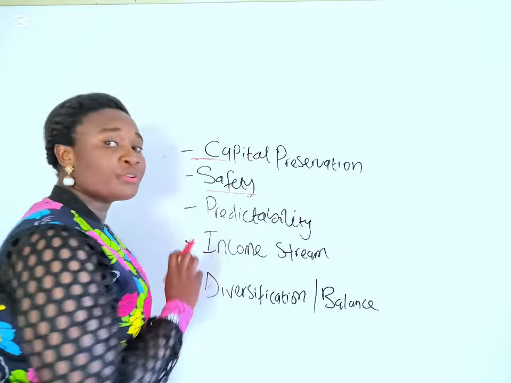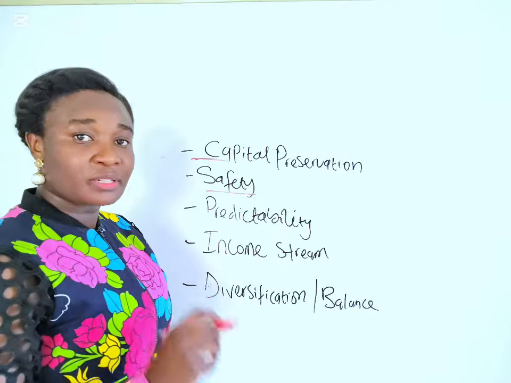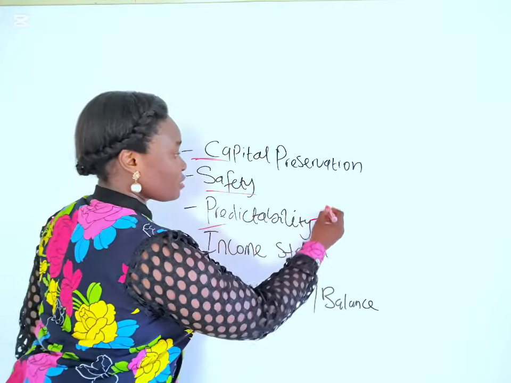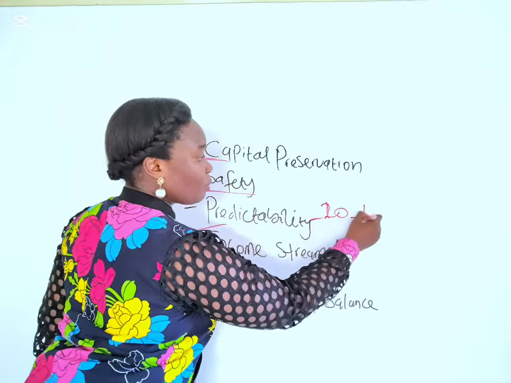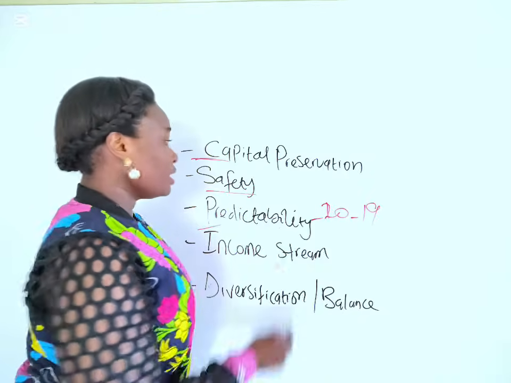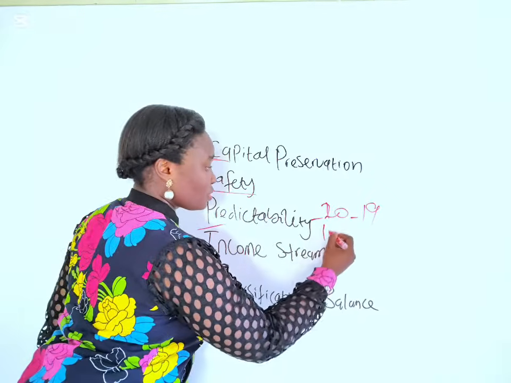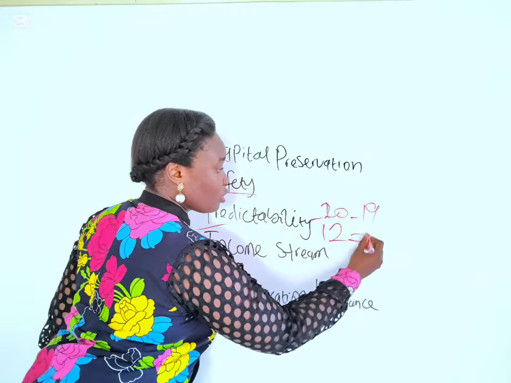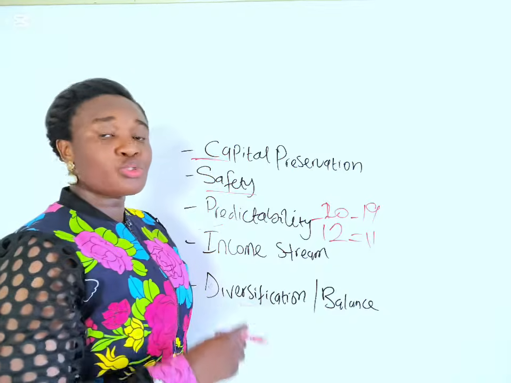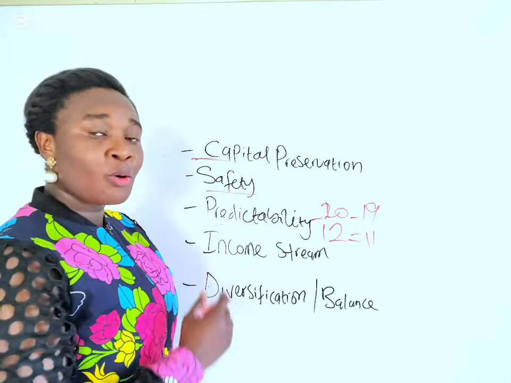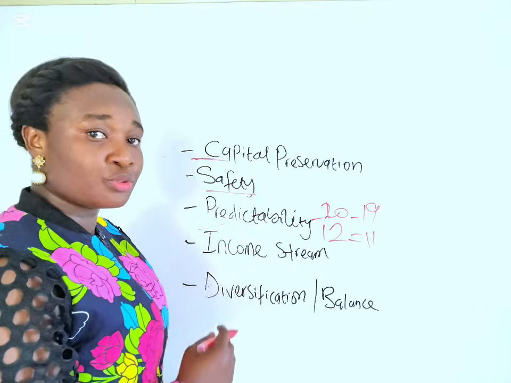Now, another thing is predictability. What do I mean by predictability? If the investment is supposed to return 20%, they will not return 19% to you. If the investment is supposed to return 12%, they will not return 11% to you. So you are certain from the scratch how much this investment is going to return.